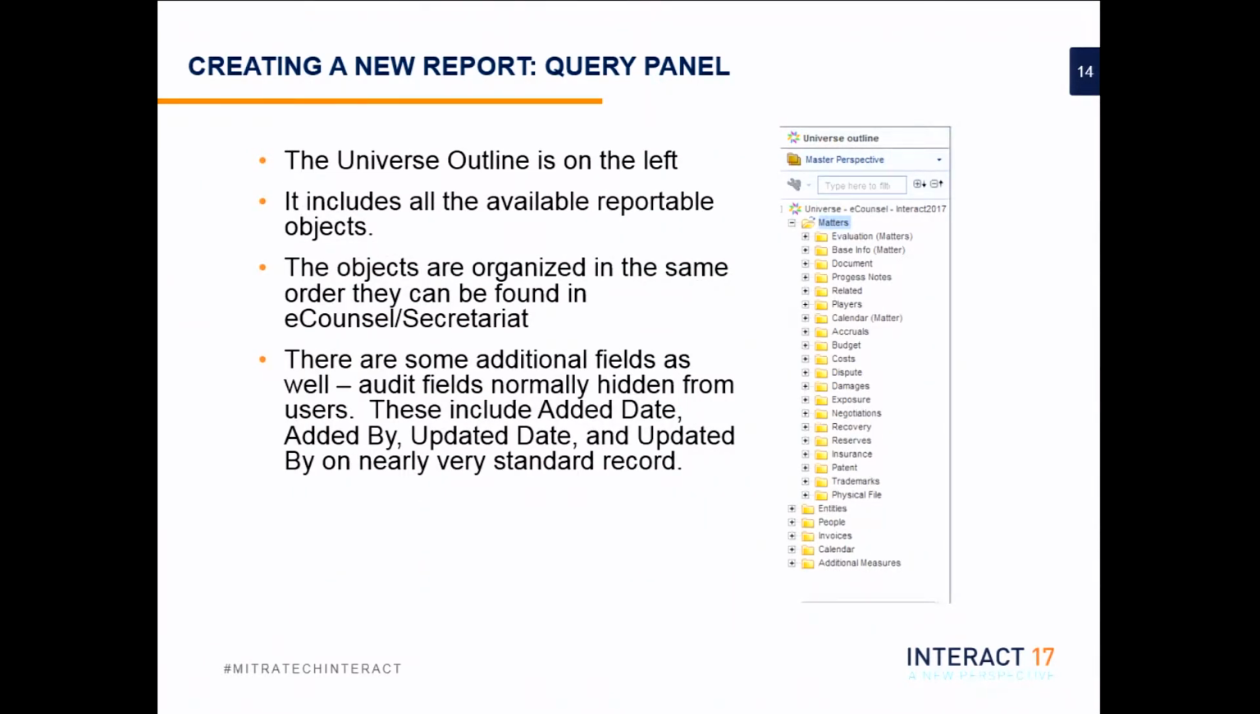In addition to all of the major folders, there's also the subfolders like base info invoice, document, progress notes, etc. In some of these folders, such as base info matter, document, progress notes, there's also some additional fields you don't normally see in eCounsel. Audit fields in particular, like the date that the record was added to the system, the date it was last updated, and who updated it, so you can keep track of changes to the records. That information is always stored by eCounsel by default. It's just not displayed normally.